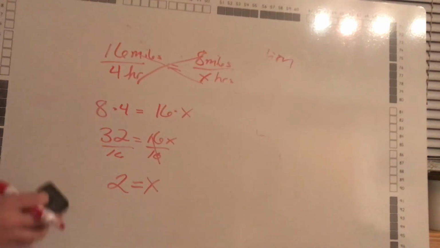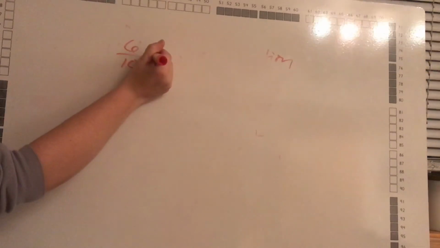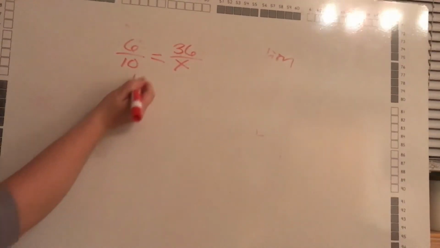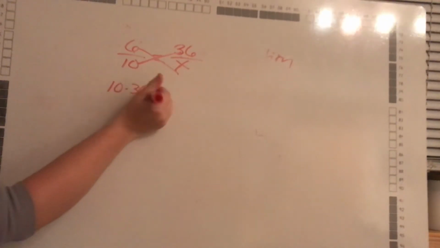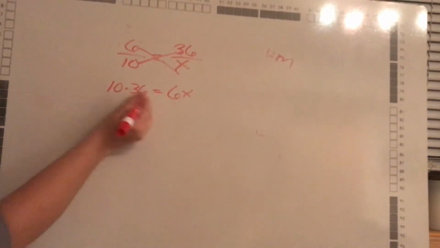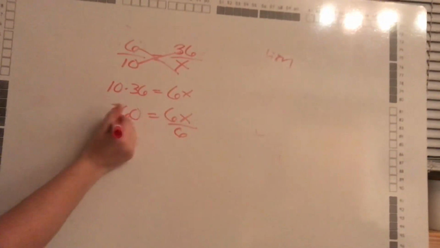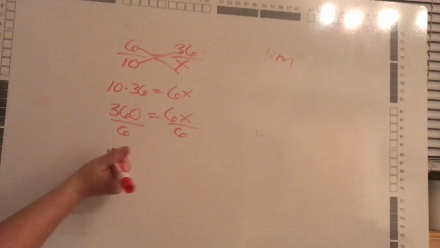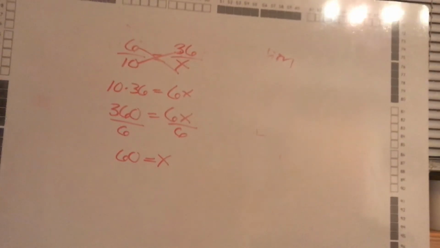I'm going to do number 1 just so you have one more to practice with, and then you can get started on your assignment. So number 1 is 6 over 10 equals 36 over x. Okay, and remember we're going to do that cross product. So we cross multiply. 10 times 36 equals 6 times x. That's 360. 360 divided by 6. 6 goes into 36 6 times. And your answer is x equals 60.